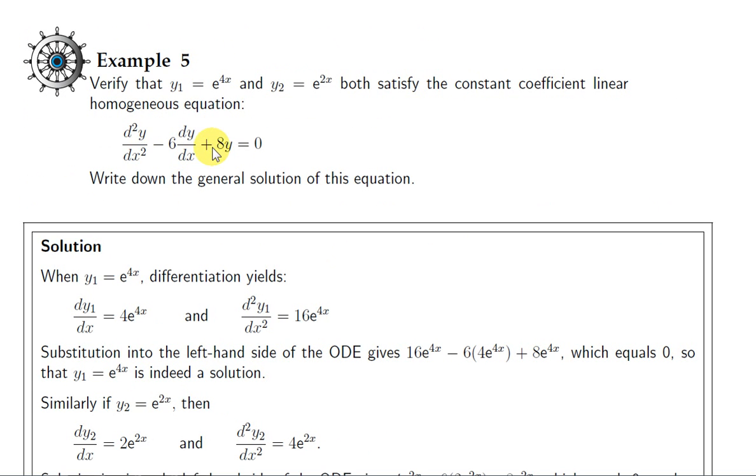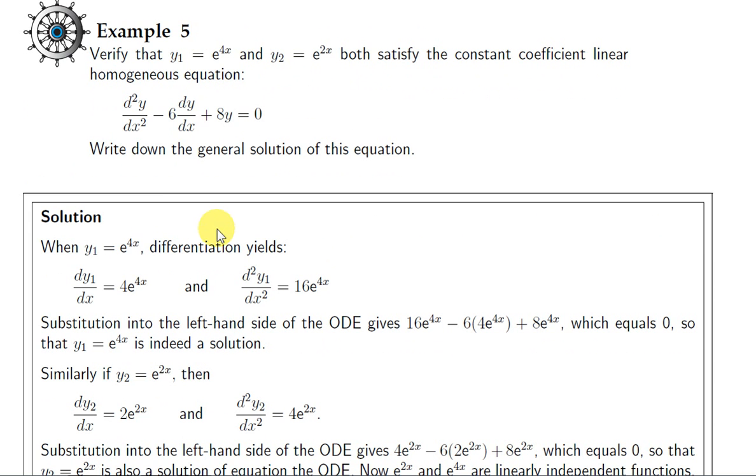So let's take this example. Here we have a constant coefficient linear homogeneous equation, and we want to verify that e to the 4x and e to the 2x satisfy it. Well, we just plug in. So let's take e to the 4x, get its derivative. Well, differentiate e to the something, we get it back, and multiply by the derivative of the power. The derivative of 4x is 4. To get a second derivative, we have 4 times the derivative of e to the 4x. That's 4 times 4e to the 4x, or 16e to the 4x.